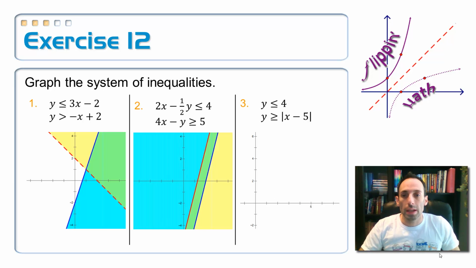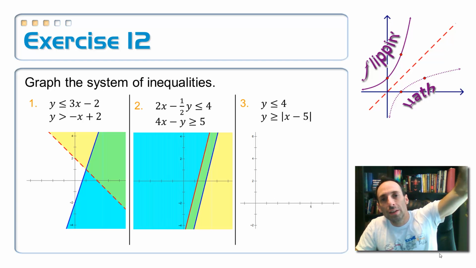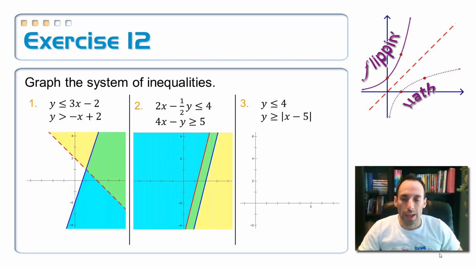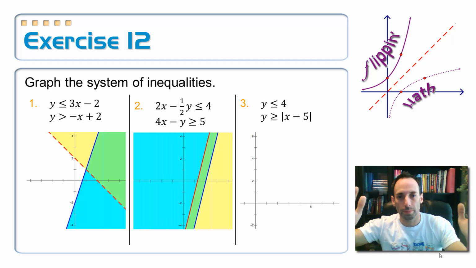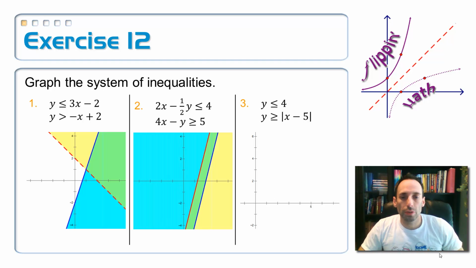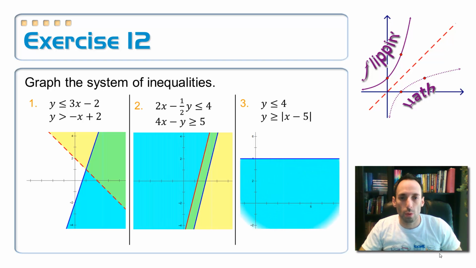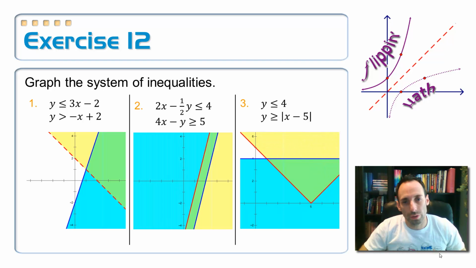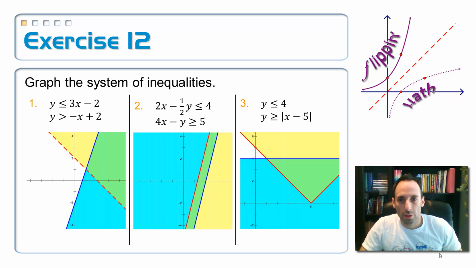So this time, even though these two lines are parallel to each other, they have an overlap. It is that infinitely long region that makes like a parallelogram straight through there in green, and it's bounded by those two lines. Okay. Finally, number 3, you have again a horizontal line, and you have a V shape for the absolute value, and your solution is the green triangle there, where they overlap each other.